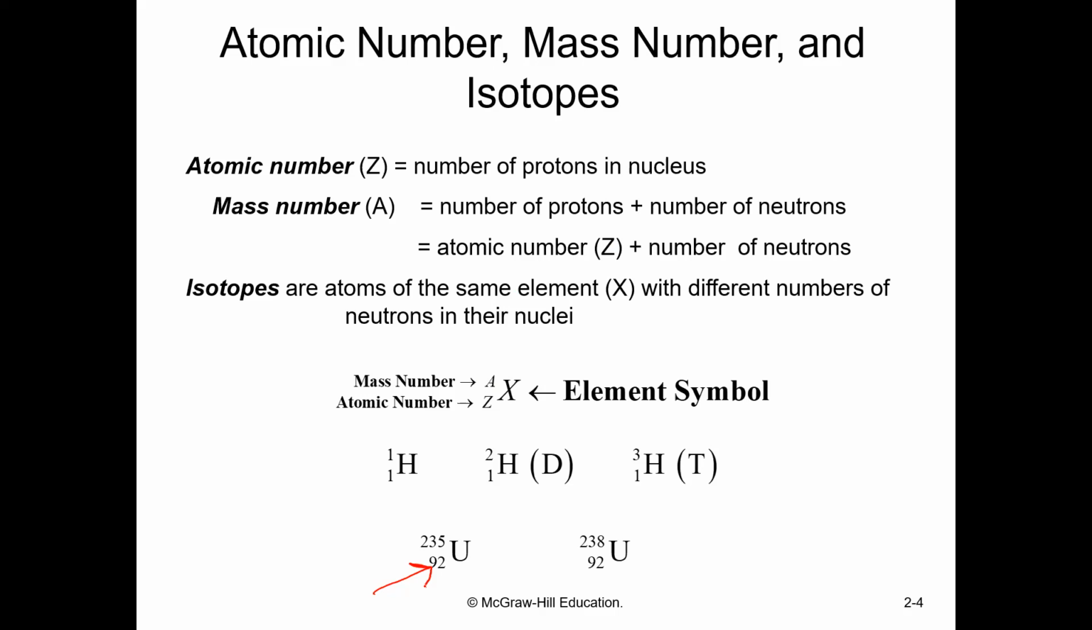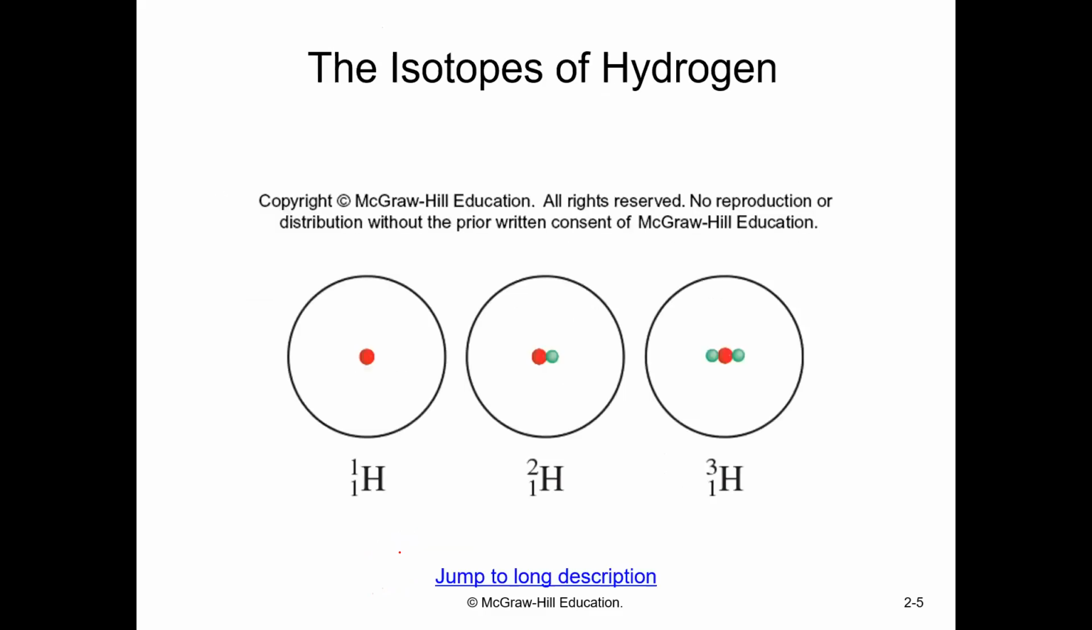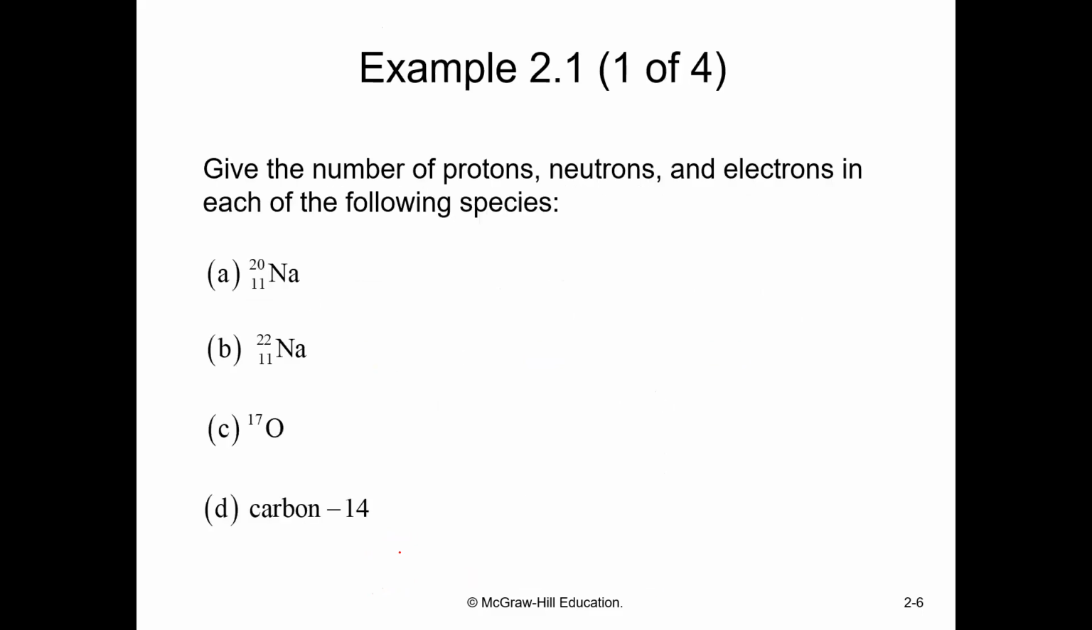So we have to know that that's our atomic number. We have to know this is our mass number. We're going to be using all of this when we get to nuclear. And yeah, we're going to see isotopes, definitely. Okay, so the isotopes of hydrogen, you've got the deuterium and the tritium. Okay, so you should be able to do this.